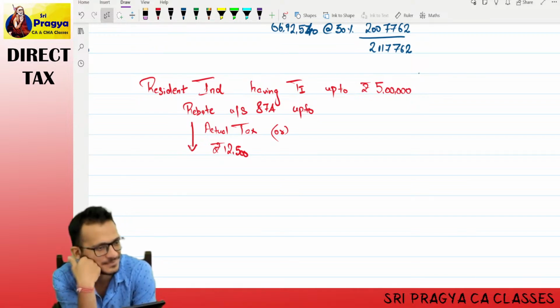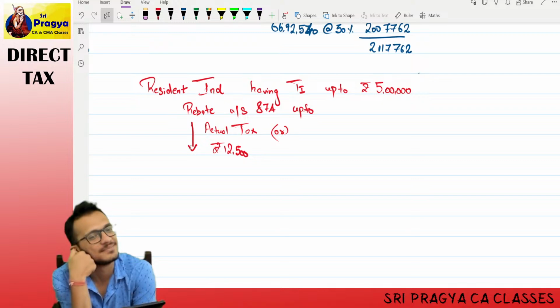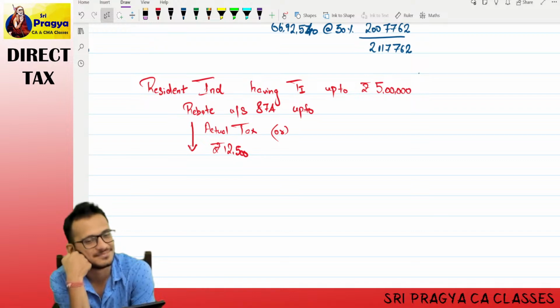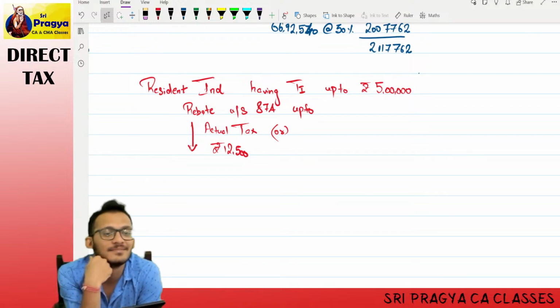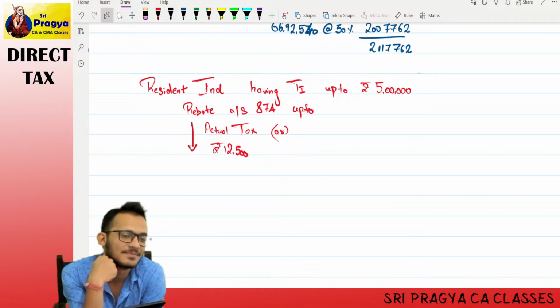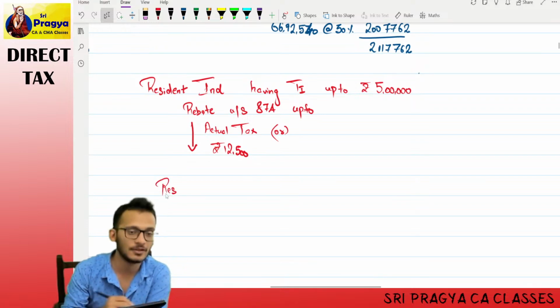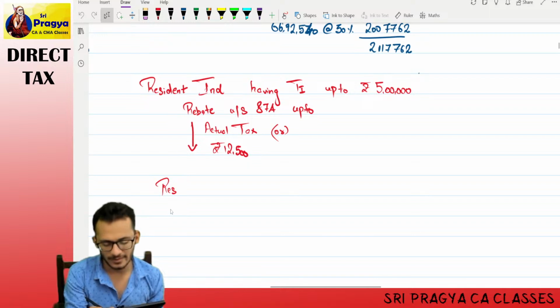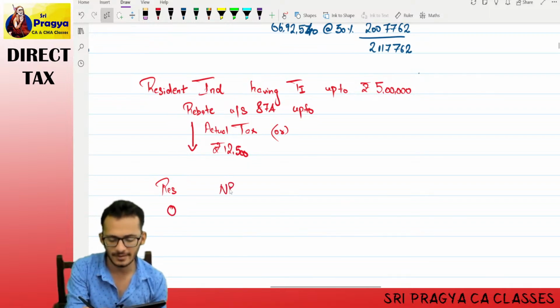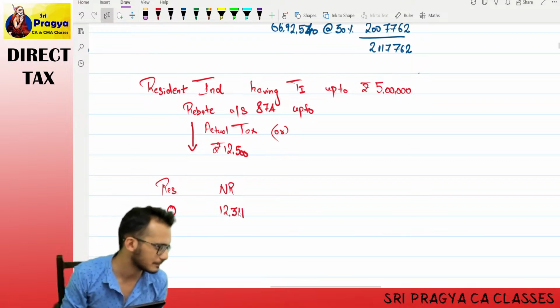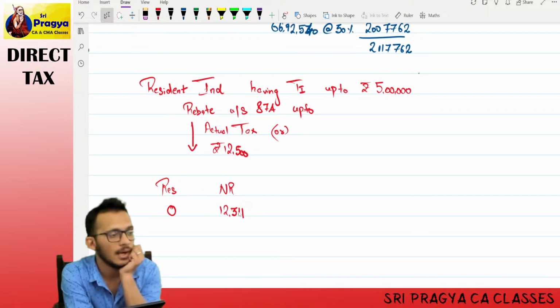No tax. Since the question does not say whether you're a resident or not, you need to do both. If you're a resident, tax becomes 0. If you're a non-resident, tax becomes 12,311. Check. How will you do this, Rahul? You will have to do the normal tax as you're doing.